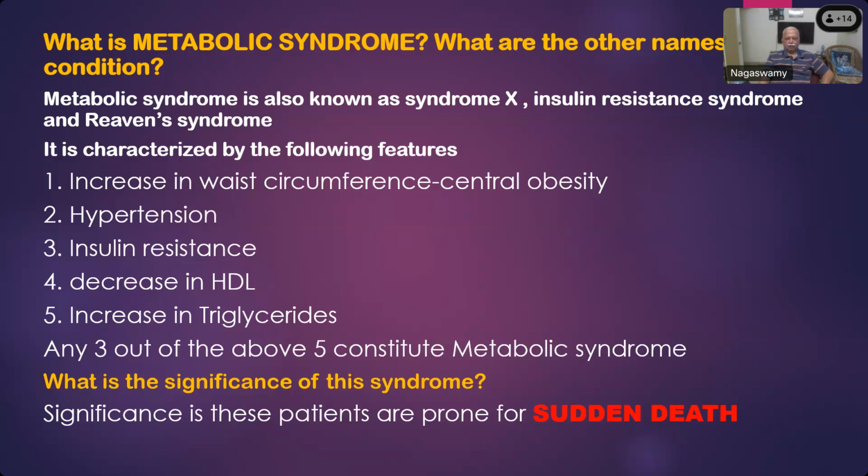This is the common scenario that will happen. So make sure that you look for metabolic syndrome and document it in your pre-anesthetic assessment, so that if sudden death happens, it is one of the accepted complications of metabolic syndrome. If you have failed to document this, if it is present in the patient, then you will be in trouble. So always look for these 5 things and record them, and make sure that the patient is not coming under the category of metabolic syndrome.